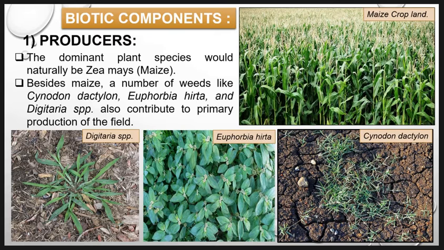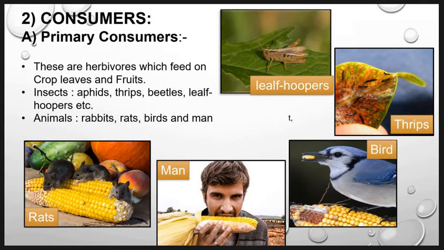In a crop ecosystem, the crop is the dominant plant, and besides them some weeds grow in the crop, such as Cynodon dactylon, Euphorbia hirta, and Digitaria species, which also contribute to the primary production of the field. The crop and weeds trap the solar energy and convert it into food energy. That's why the weeds are included under the producers.